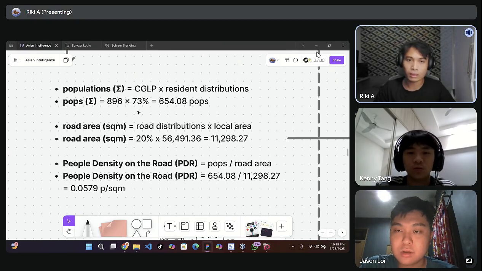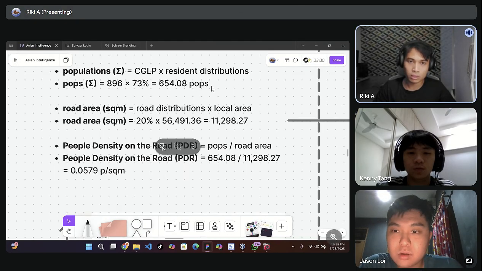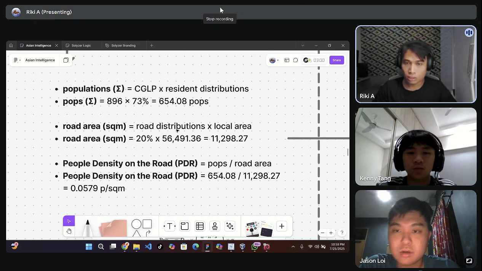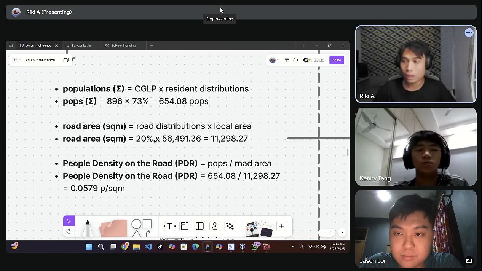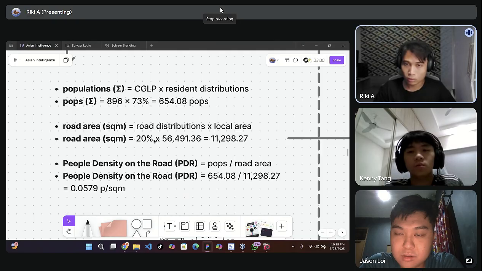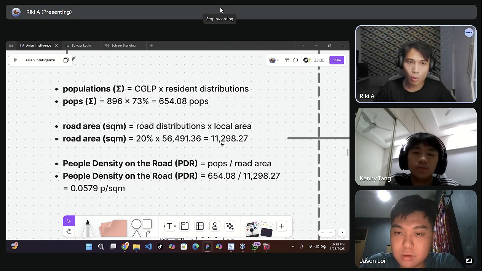We also calculate the road area from the SQM distribution. So the road distribution multiplied by the local area, which means 20% multiplied by 56,491. The 20% is gathered from the road distribution color from the previous data. Here we get 11,298.27 square meters.